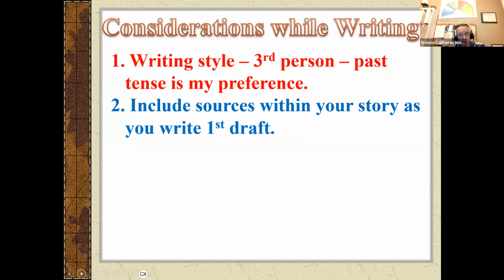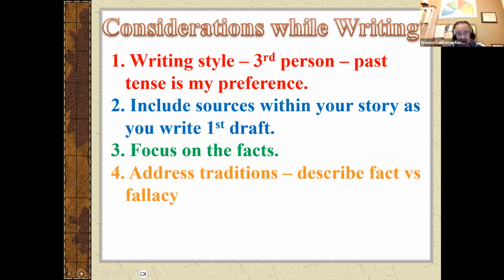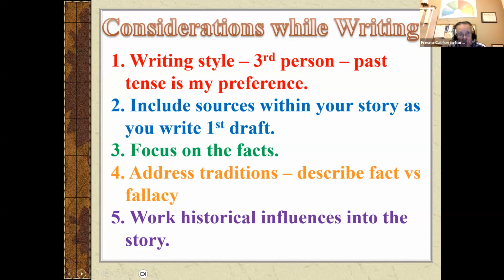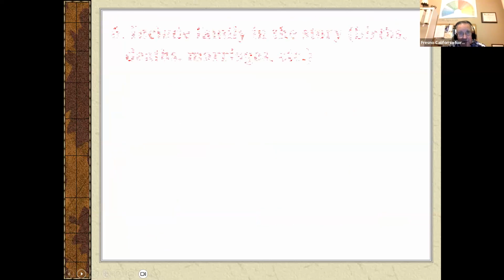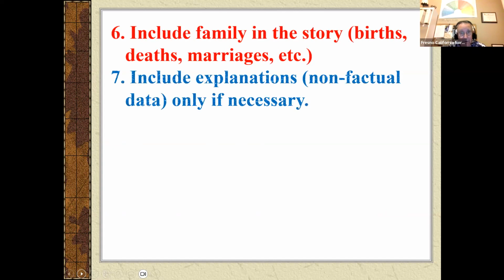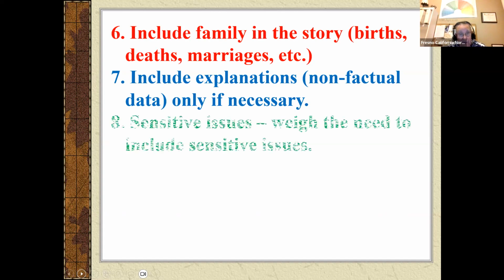What I do when I write the story is I put the sources in the story itself in brackets. I just put my sources that are going to become footnotes just in brackets so I can see them. Try to focus on the facts, address the traditions if needed, and work in the historical ideas. Include the family story, the births and deaths. Include explanations if needed or non-factual data. Consider sensitive issues.